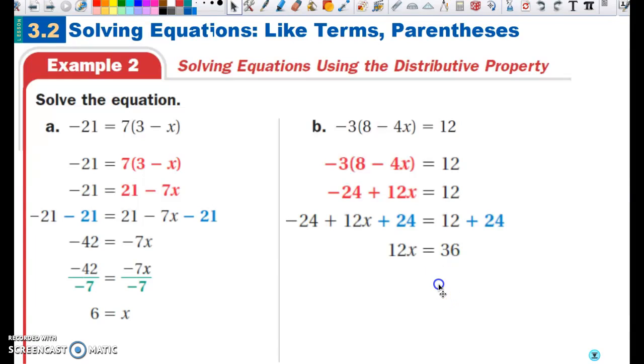Now it's time to divide by 12, and you're going to get x is 3. I could check my work if I wanted to by putting 3 into the original equation for x. -4 times 3 is -12. 8 minus 12 is -4. -3 times -4, +12.